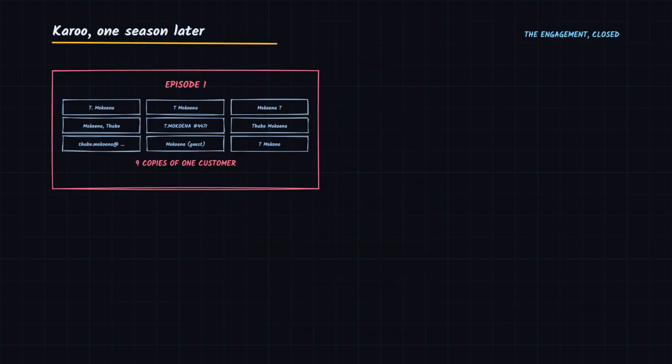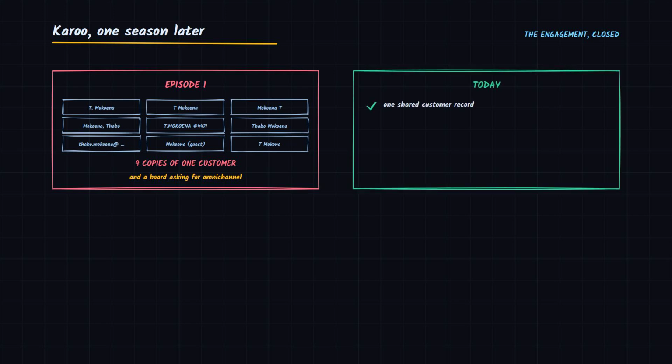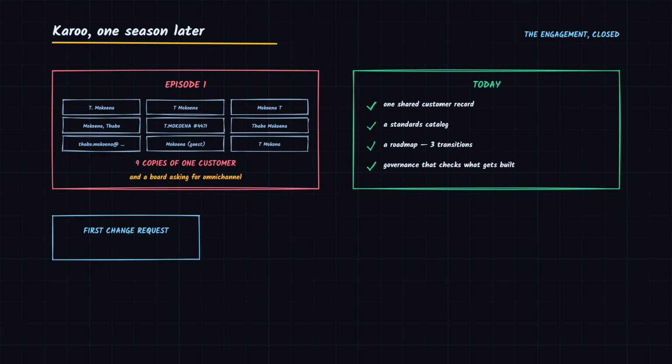So what does Karoo have now? In episode 1, they had 9 copies of one customer and a board asking for omni-channel. Now there's one shared customer record, a standards catalog, a roadmap that got there in 3 transitions, and governance that checks what gets built against it. Then the first change request arrives.